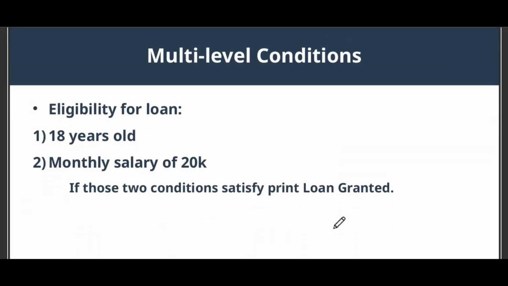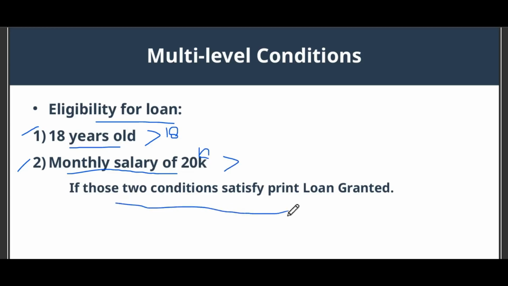Now consider an example. Say for example we have to develop a program for loan eligibility. And there are two conditions for this. A candidate should be 18 years of age, and the candidate's monthly salary should be 20,000 or more. A candidate's age should be greater than 18 and the salary should be greater than 20,000. So if those two conditions are satisfied, we have to print loan granted.